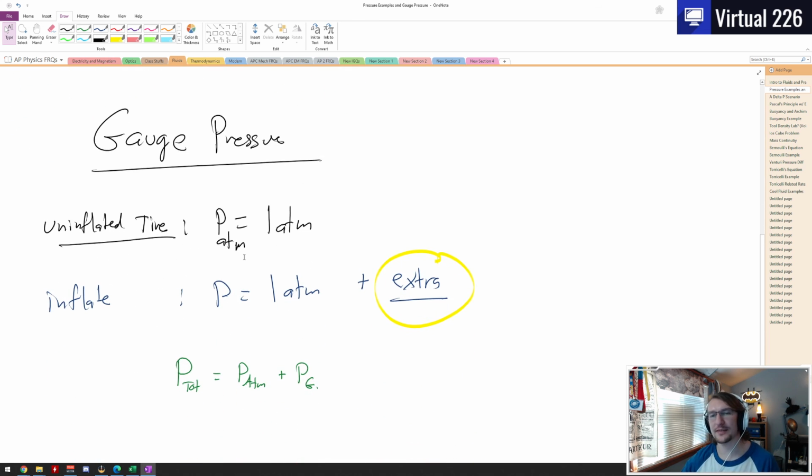So it's important to recognize that just because you're sitting here on Earth and you're not underwater and you don't feel a pressure on you, there is a pressure on you. You've just evolved to get used to it. It is exactly 1 atmosphere, 1.01 times 10 to the 5th pascals. But the gauge pressure is anything extra, and the total pressure is the entire pressure that exists.